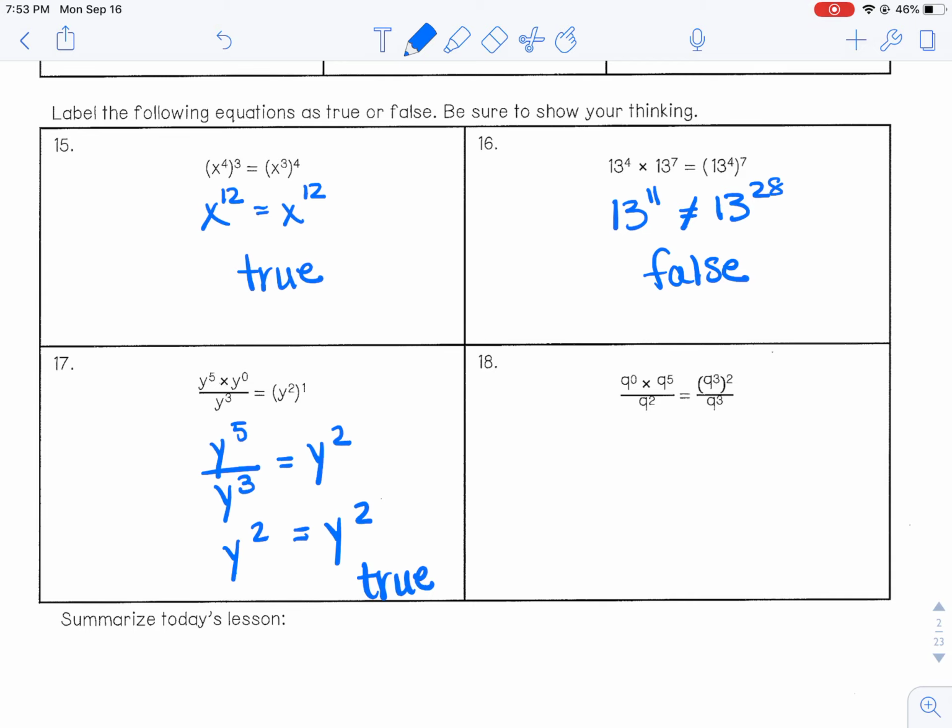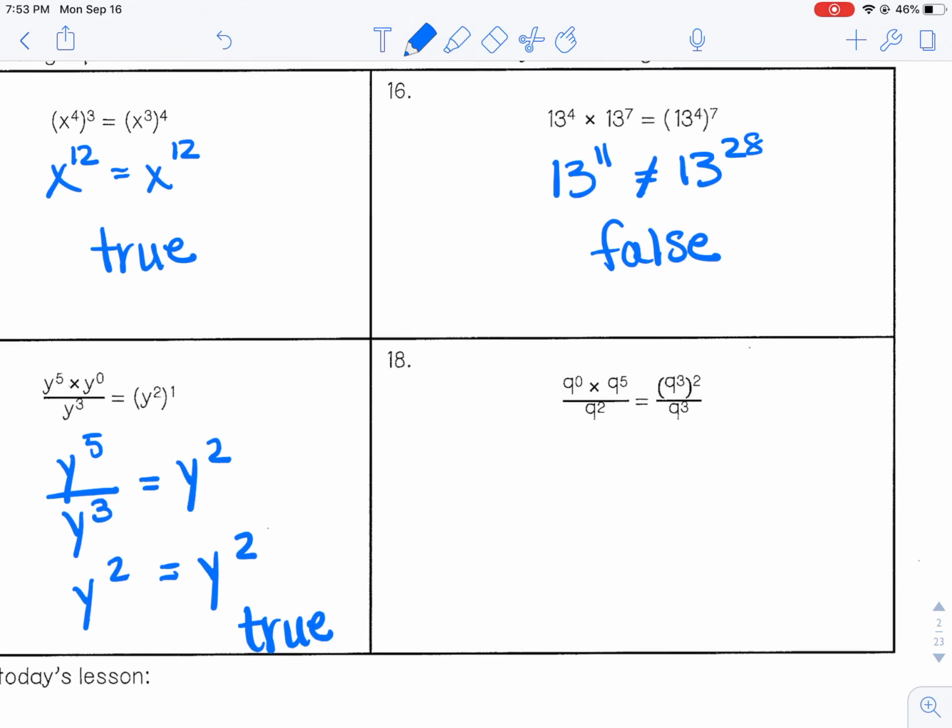Let's see about the last one we have here. Have 9 to the 0 power times 9 to the 5th power divided by 9 squared. So let's go ahead and solve the numerator on this one first. If I'm multiplying my bases, I add the exponents. So that's going to be 9, 0 plus 5 is 5, 9 to the 5th power over 9 to the 2nd power. Okay, thought that was q earlier, but that's a 9.